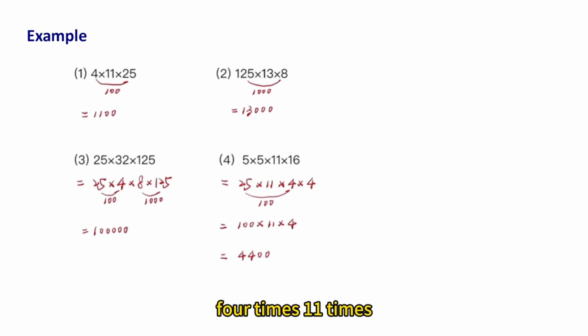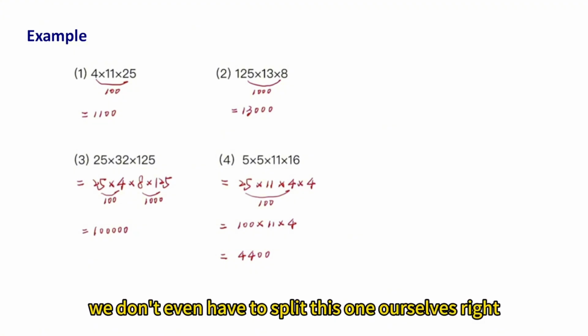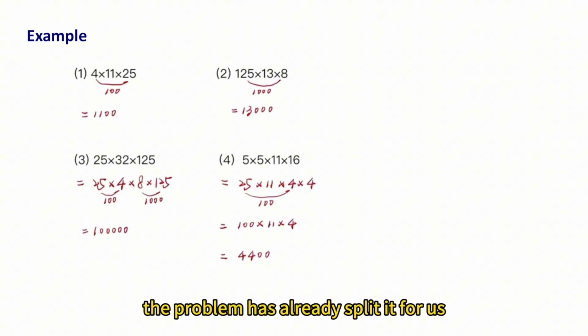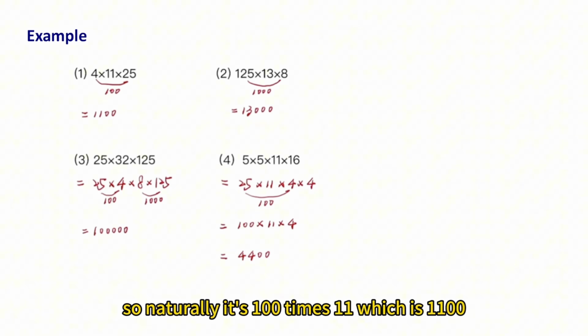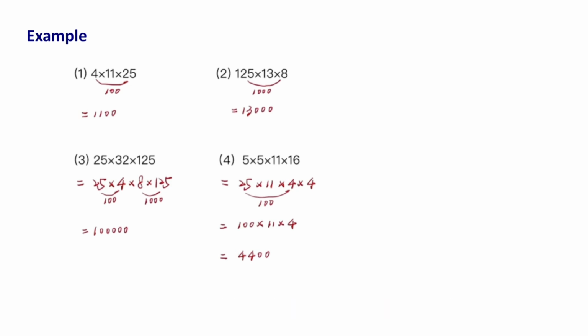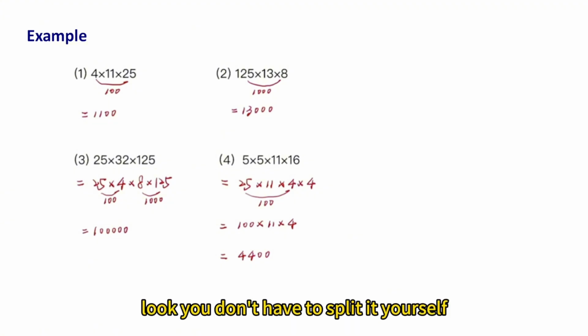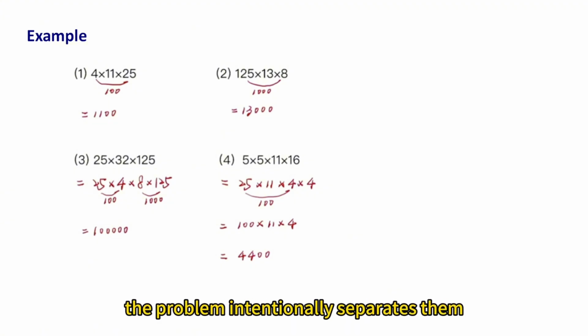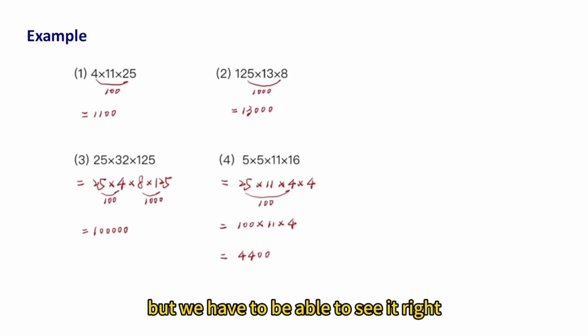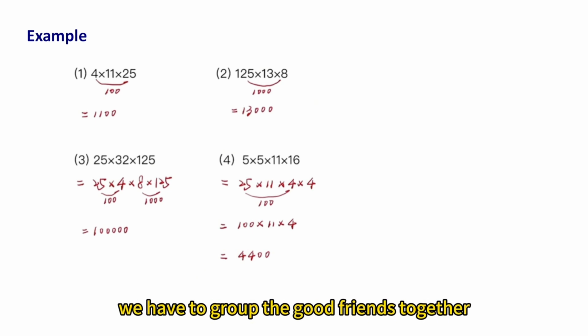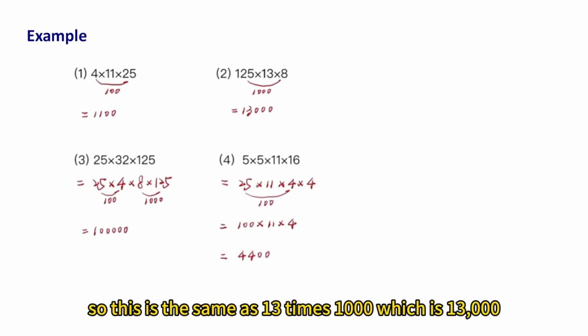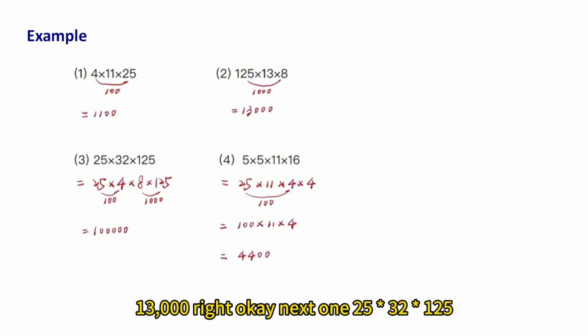4 times 11 times 25. Look, we don't even have to split this one ourselves, right? The problem has already split it for us. So naturally, it's 100 times 11, which is 1100. Okay, 125 times 13 times 8. Look, you don't have to split it yourself. The problem intentionally separates them. But we have to be able to see it, right? We have to group the good friends together. So this is the same as 13 times 1000, which is 13,000. Okay, next one.